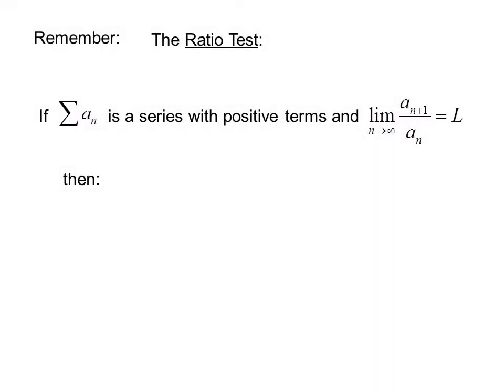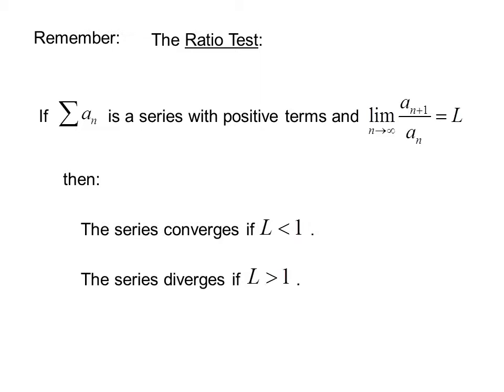Remember the ratio test. If the summation of a sub n is a series with positive terms, and the limit as n approaches infinity of a sub n plus 1 over a sub n equals L, then the series converges if L is less than 1. The series diverges if L is greater than 1. And the series is inconclusive if L equals 1.